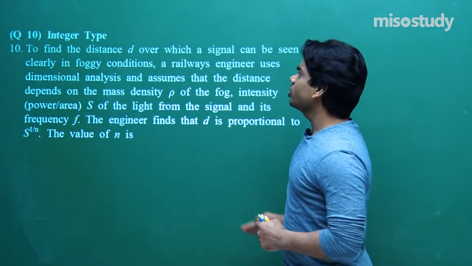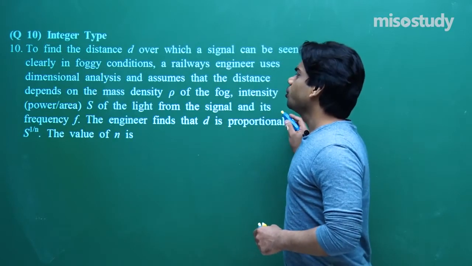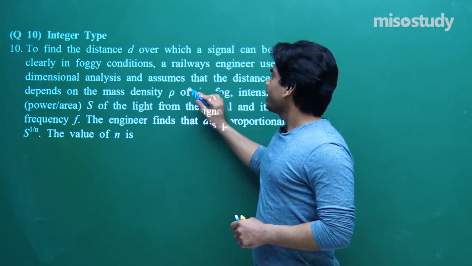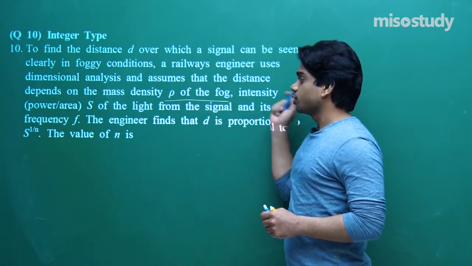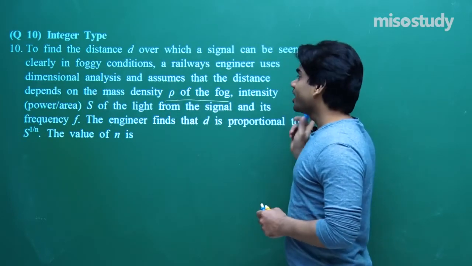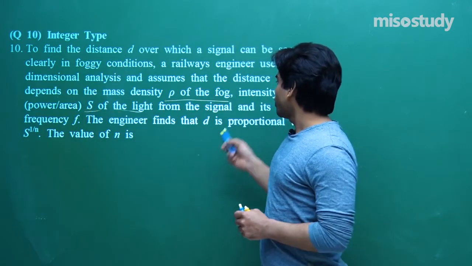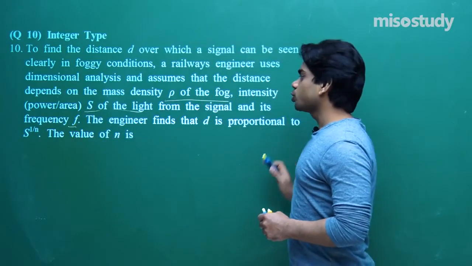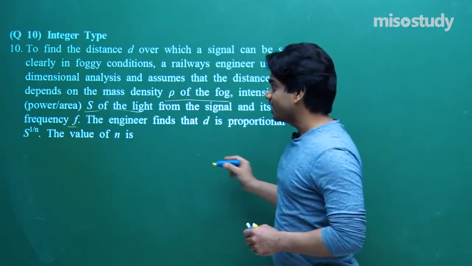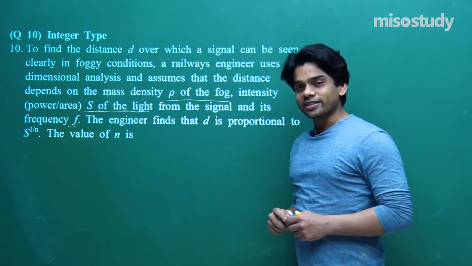To find the distance d over which a signal can be seen clearly in foggy conditions, a railway engineer uses dimensional analysis and assumes that the distance depends on the mass density rho of the fog, intensity, that is power by area S, of the light from the signal, and its frequency f. The engineer finds d is proportional to S power 1 by n. The value of n is?